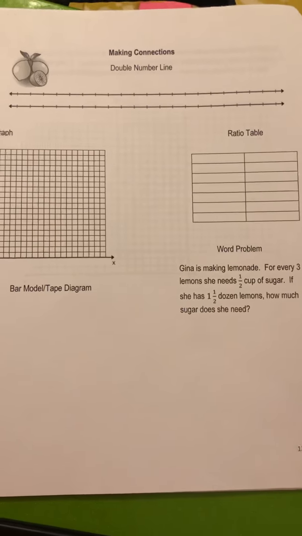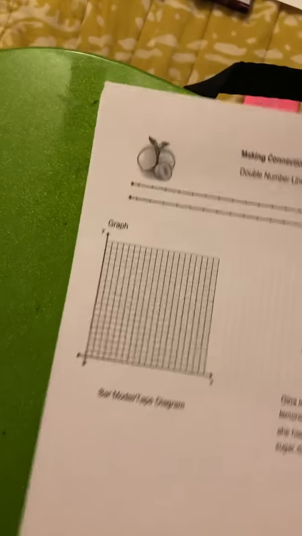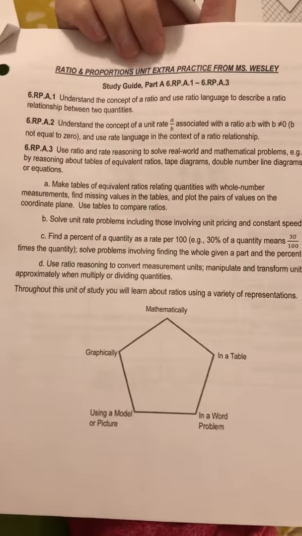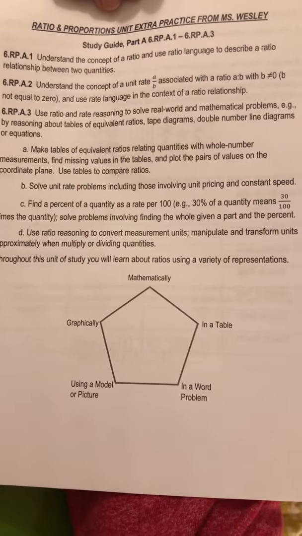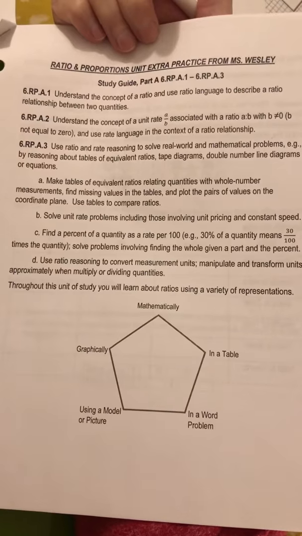All right, in this video, I'm going to be working with you through these problems on page 12 of your packet. Now, page 12 of the packet that has the hexagon on the front that looks like this. This says study guide, ratio and proportions, extra unit practice. Okay, and it has that pentagon at the bottom. Okay, now page 12 is on the back side of page 11, which looks like this.